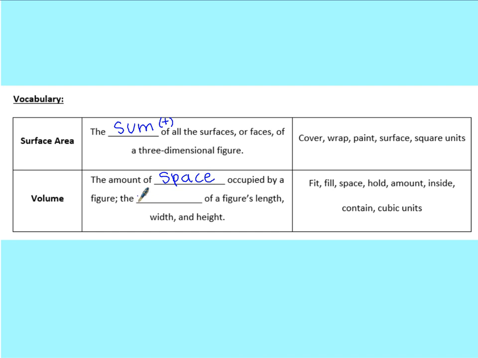Our second definition is volume, and that's the amount of space occupied by a figure. It is the product of a figure's length, width, and height. And remember that product means we multiply. Some keywords with volume are listed on the right: fit, fill, space, hold, amount, inside, contain, and cubic units.